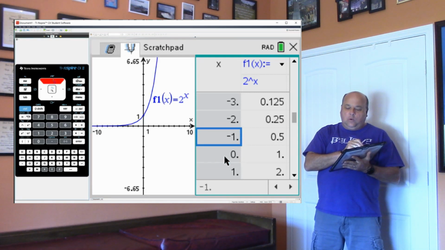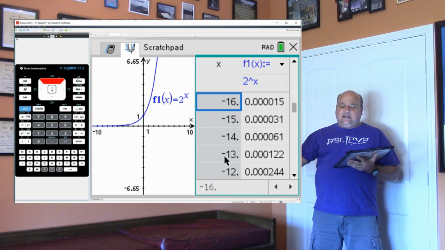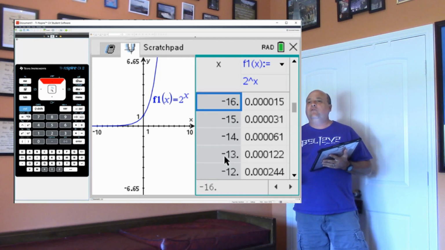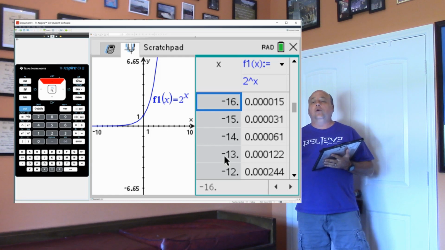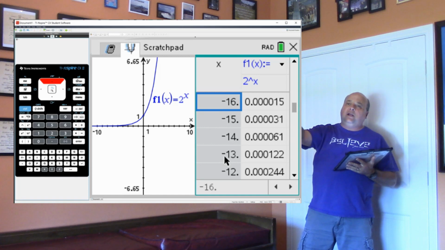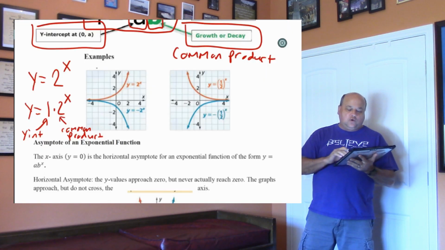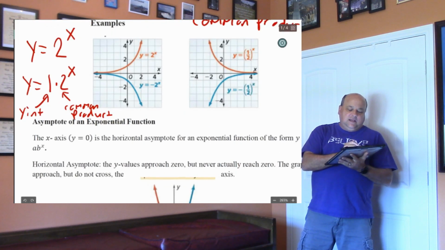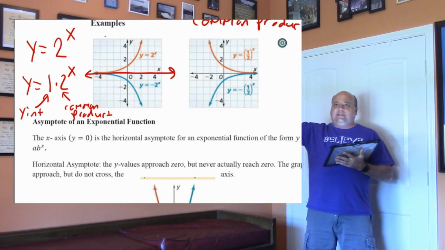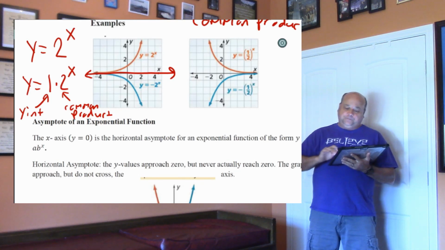Also notice as we go up this, the decimal keeps getting smaller and smaller and smaller, but it will never, ever reach 0, and it will never go negative. That means it's going to get really close to 0, but never, ever cross it. So let's go back to our paper. This line right here, the x-axis, is very important. That's the line the graph gets close to, but never, ever touches.